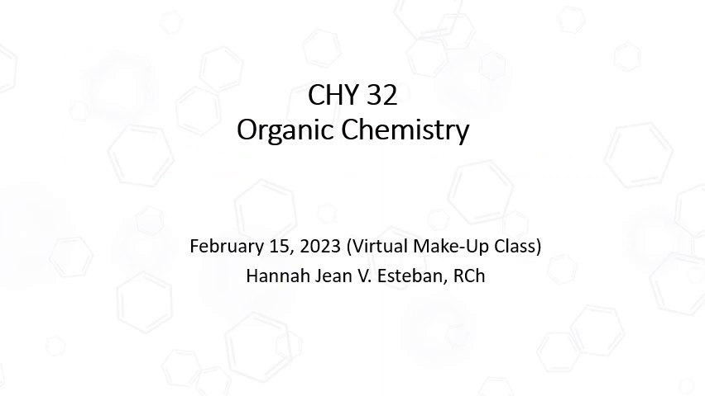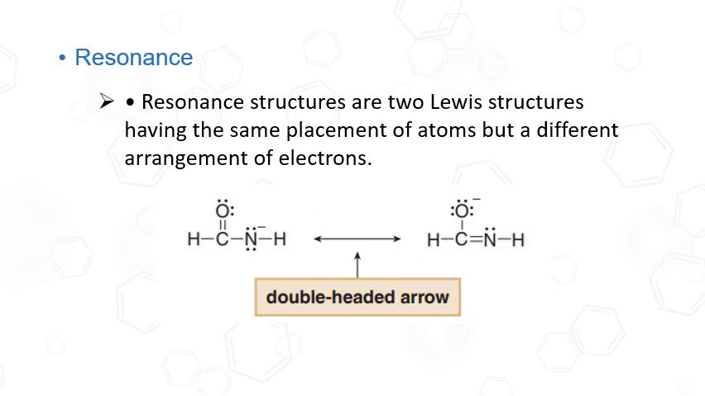Okay, so last time we stopped at isomers, specifically structural isomers, where we learned that isomers are compounds with the same formula but different arrangement of the atoms or different connections of the atoms. On this meeting, we'll be talking about resonance and the geometry of an organic compound.